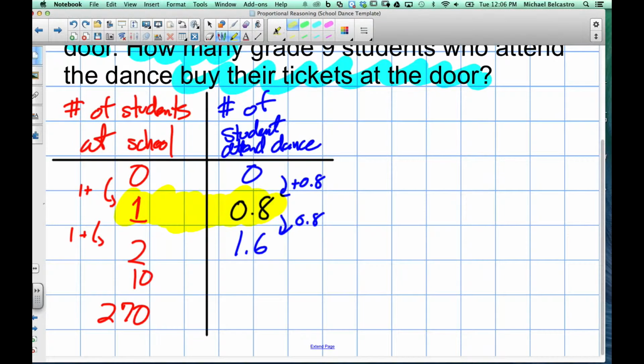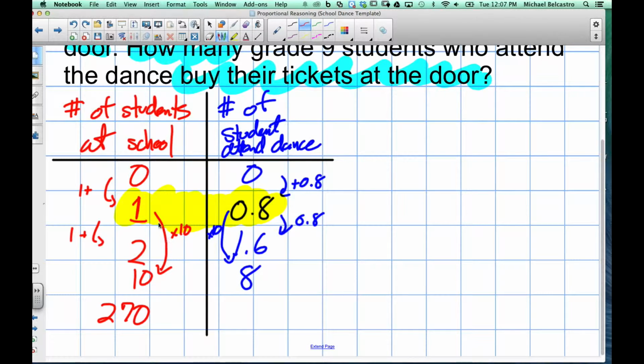Okay, and if I need to figure out 10, I can use multiplication. I would multiply 1 by the number 10 to jump from 1 to 10. I will do that exact same thing: I'd multiply 0.8 times 10, to figure out if there were 10 students at the school, how many attend the dance. If you multiply 0.8 by 10, you can use your calculator, or you can just move the decimal over 1 spot, and it would turn out 8 students would attend the dance, which makes sense. If there's 10 students at that school, 8 of them would attend the dance.